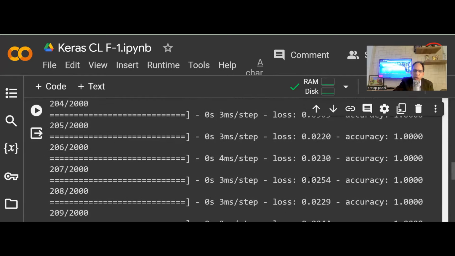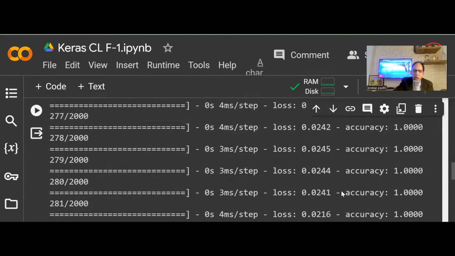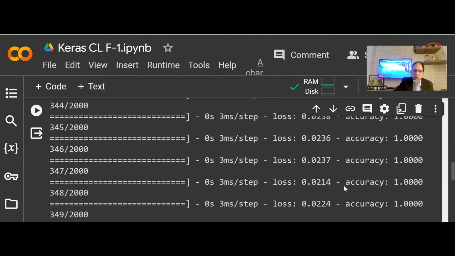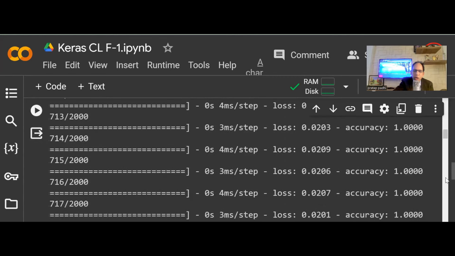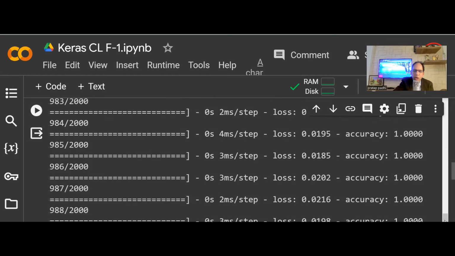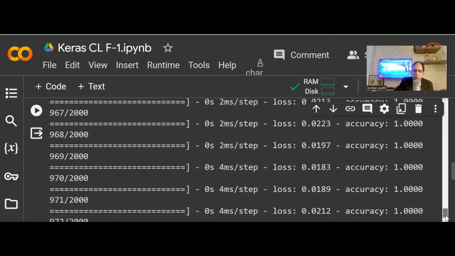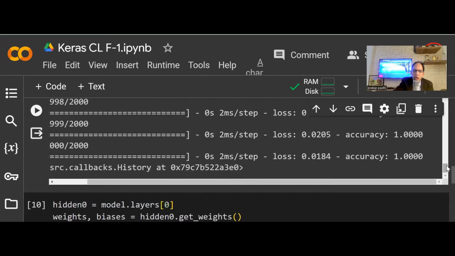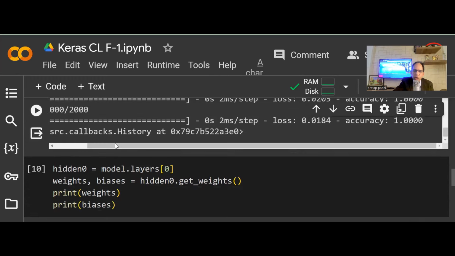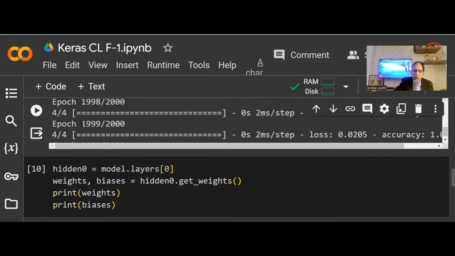It's around 0.02. It's coming down and down. And I hope it will go to 0.01. I don't remember. Let's check. So a lot of rows are still there. Now 962. Again, I have to go down. No worries. Now it's over here. Okay, 2000 epochs over.